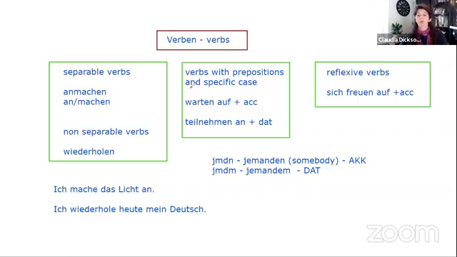The third verbs I wanted to talk about are reflexive verbs. When you have a reflexive verb, always make sure that you add the sich on your card. Write sich freuen auf. In this case, sich freuen auf, to look forward to, has a preposition as well, and I added the case here as well. So make sure you write the whole thing on your card: the sich for being reflexive, the auf for the preposition, and the case, which is the accusative at all times.